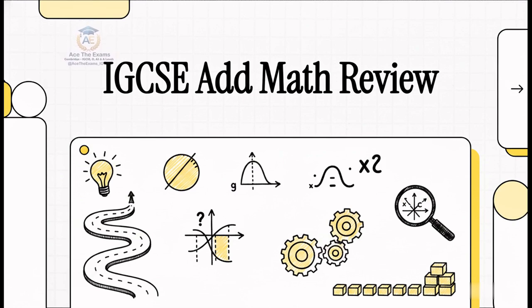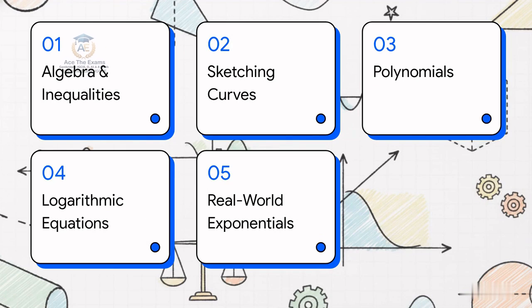Let's get into it. To make sense of these diverse problems, we've organized our explainer into 5 distinct mastery zones. We'll jab our way through the algebra and inequalities, cross into sketching mathematical curves, and then hook our way into conquering polynomials. From there, we'll decode cracking logarithmic equations and finally ground the whole shebang in real-world exponentials.